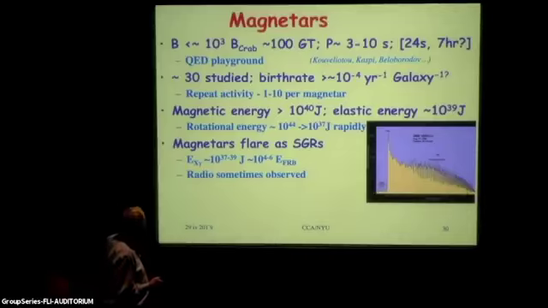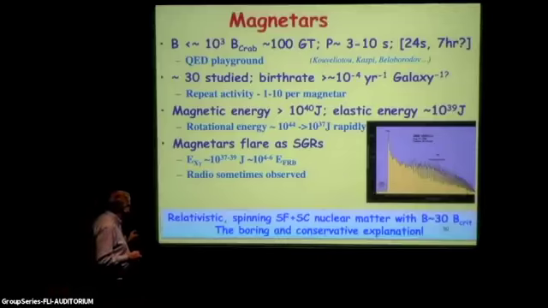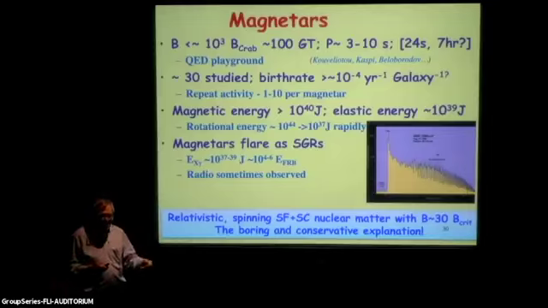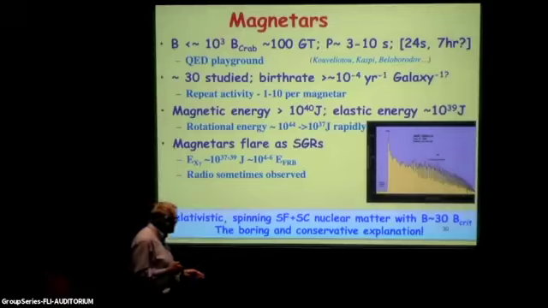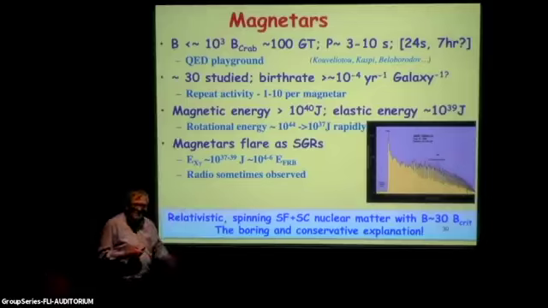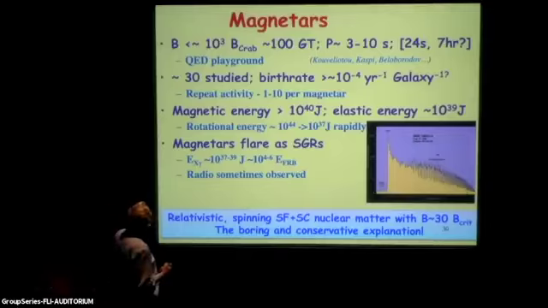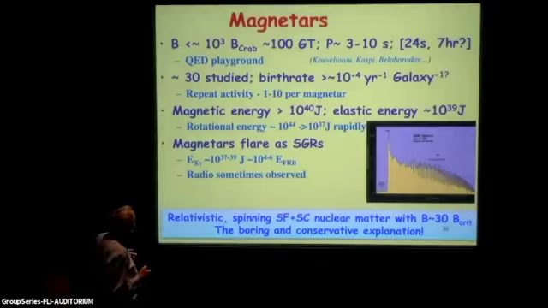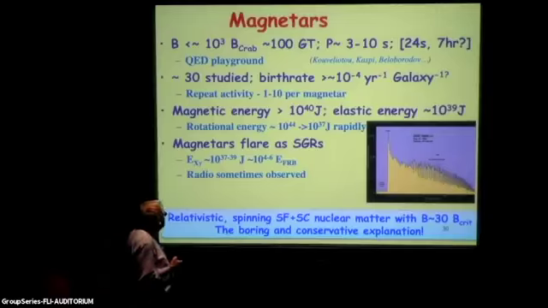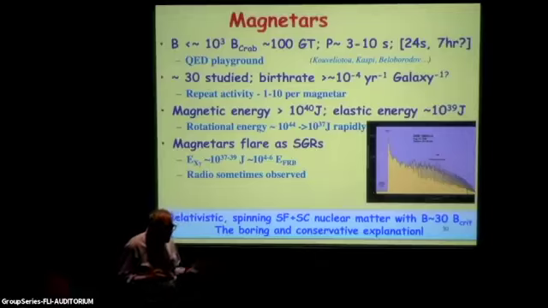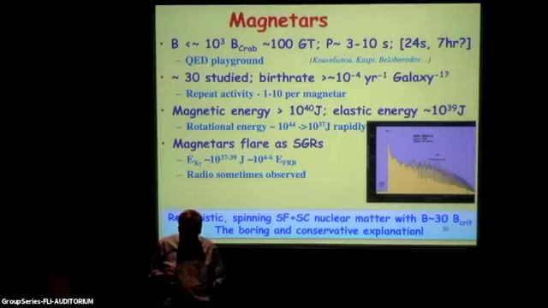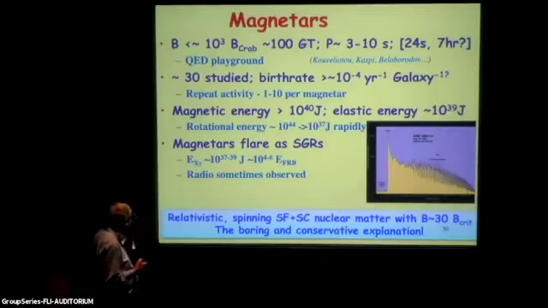So they're basically magnetars. It's a strange business, but in a relativistically spinning superfluid and superconducting nuclear matter with 30 times the quantum electrodynamical critical field, this is the boring and conservative explanation for what's going on. So we have to come to terms with that. The thought is that it's a QED playground, and we've got about 30 of these things, and we know the magnetars themselves, and there's now very good evidence that they are these strong magnetic field pulsars, in this case relatively slowly rotating, and they release magnetic energy rather than rotational energy, and they flare as soft gamma repeaters.